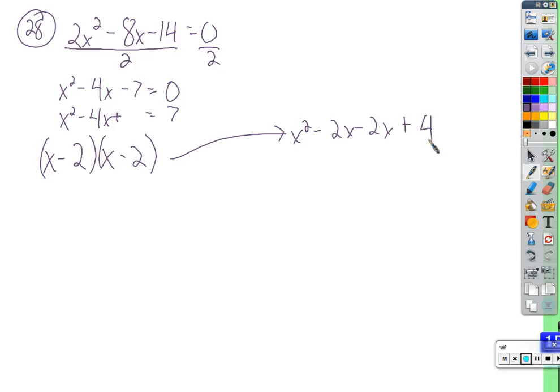Negative 2 times negative 2. The last part of the distribution, you do x times x, x times negative 2, negative 2 times x, negative 2 times negative 2. So we know that has to be 4. Now I brought in this 4. I have added 4 to the left side, so I have to add 4 to the right side.